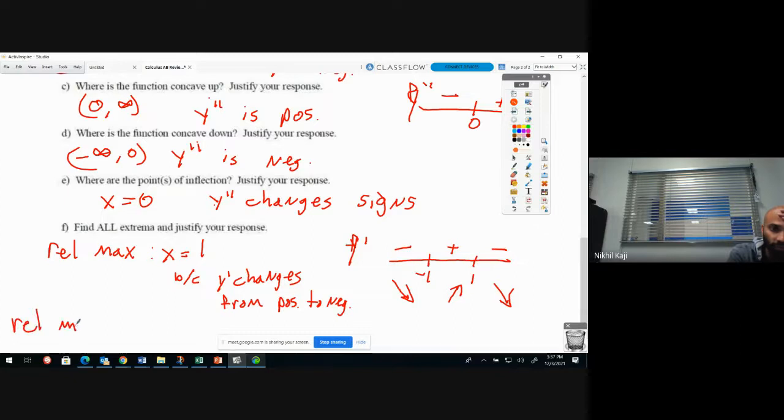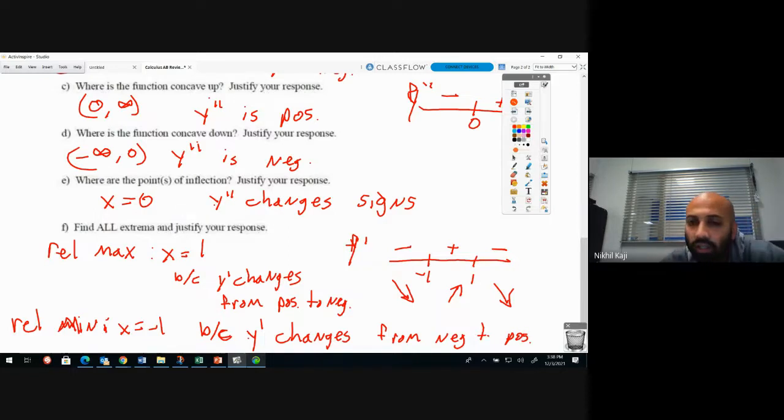Relative minimum: x equals -1 because y prime, our derivative, changes from negative to positive. And there we go.